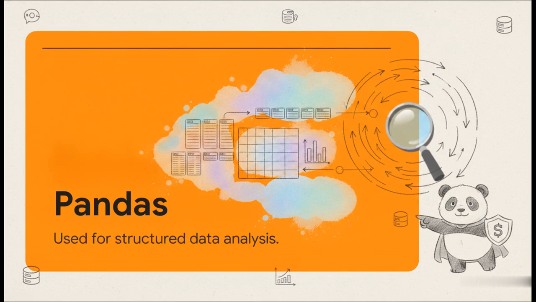Well, the answer is Pandas. It is absolutely the premier tool used for structured data analysis. When your raw information is just totally scattered and seems impossible to read, Pandas swoops in. It takes that giant jumble of text and numbers and transforms it into a rigorous, organized format that's actually ready for real analysis. It's a total game changer.